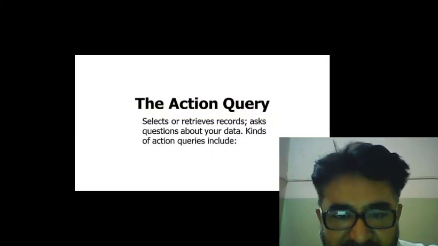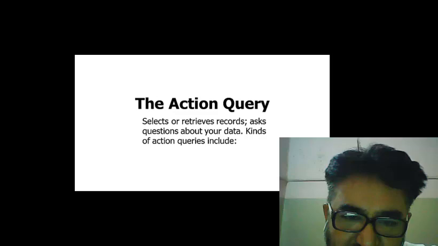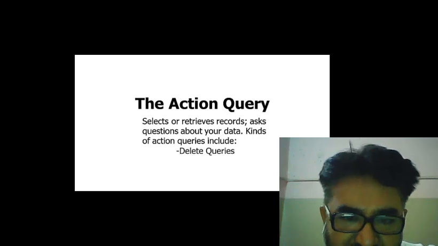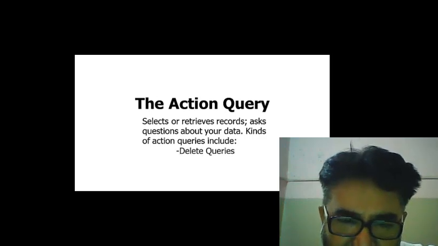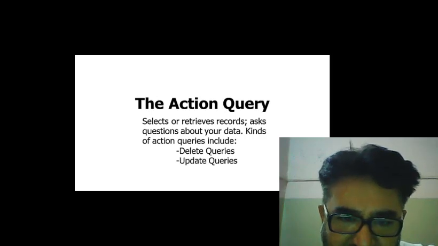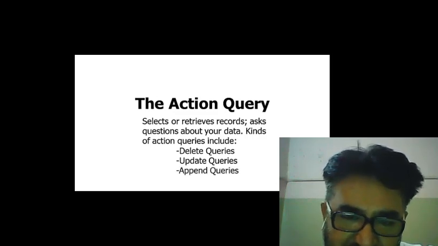Action queries, on the other hand, make changes to or move many records all at once, and there are four kinds of action queries from which we have to choose. There are delete queries, which will delete a group of records from one or more tables. There are update queries, which will edit or make changes to a group of records in one or more tables.